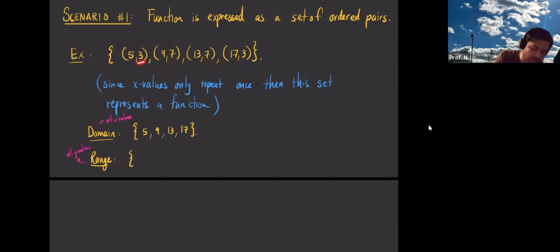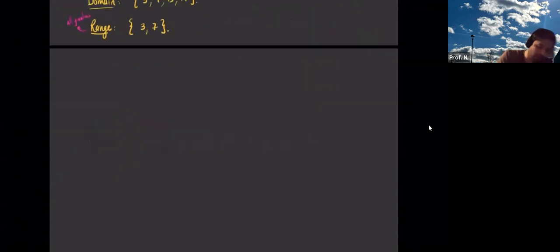So the y values here are 3, 7, 7 repeats, and 3 repeats. So I only have to write 3 and 7 once. And that's what I was able to figure out. I was able to figure out the domain, find all the x values, and the range, all the y values. That's it. That's how you find the domain when you have a set of ordered pairs.